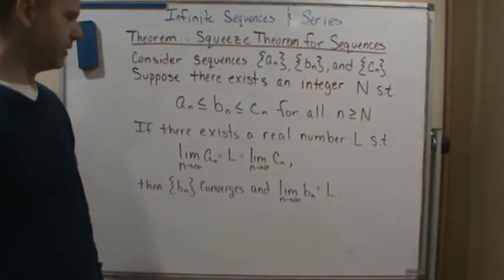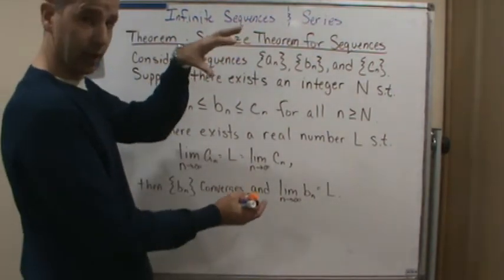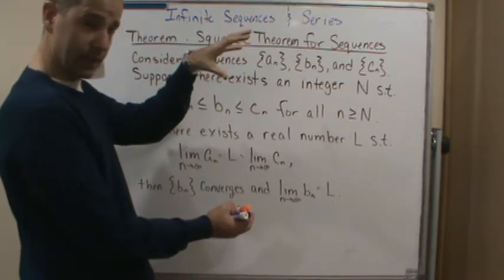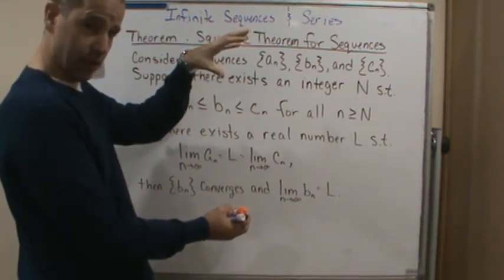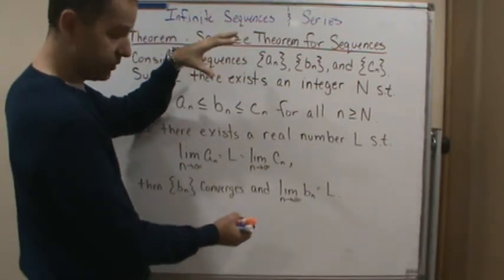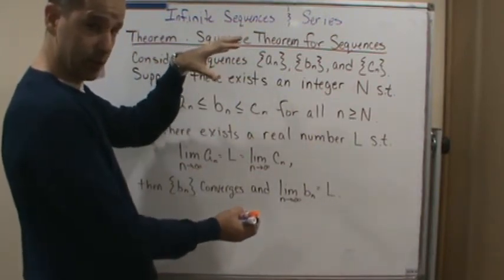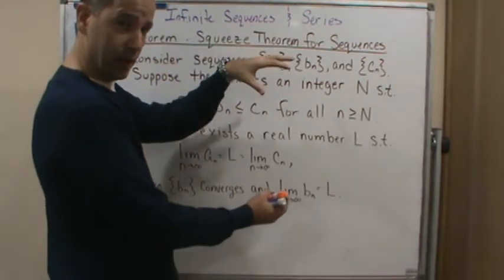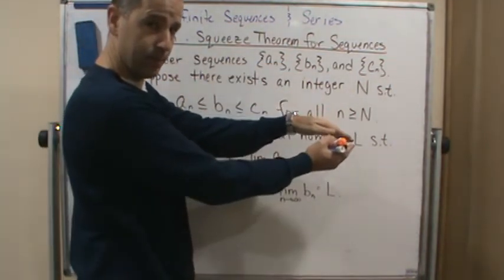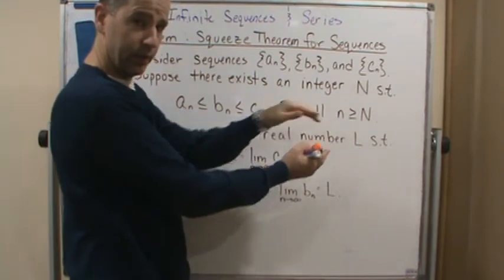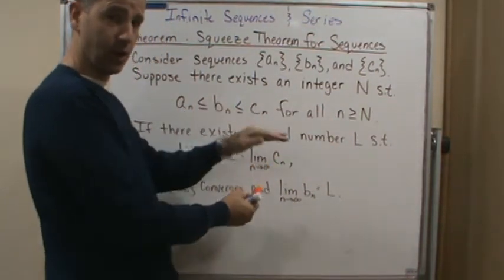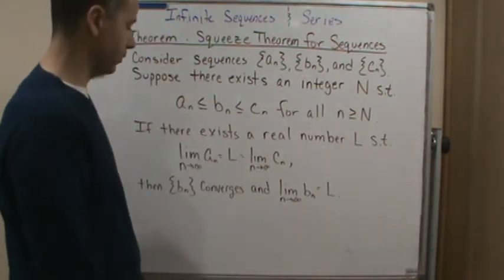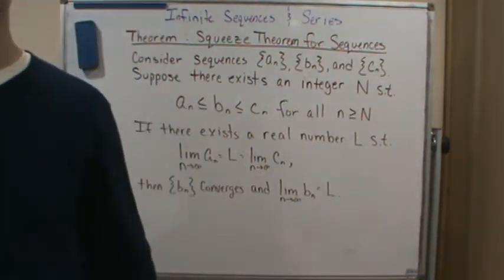And this is called the squeeze theorem because you're basically taking a sequence that is larger than the sequence you're interested in, and another sequence that's smaller than the sequence you're interested in. If those two sequences, the one on top and the one on bottom, are going to the same limit, then the one that's between them has to also be forced, or squeezed, to the same limit as well.